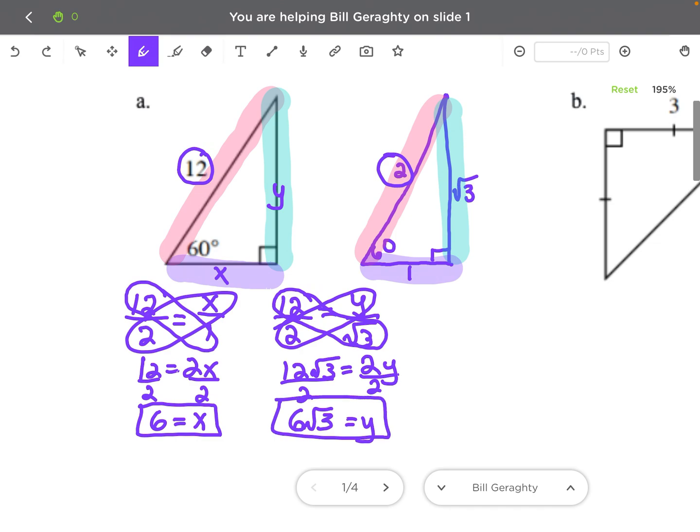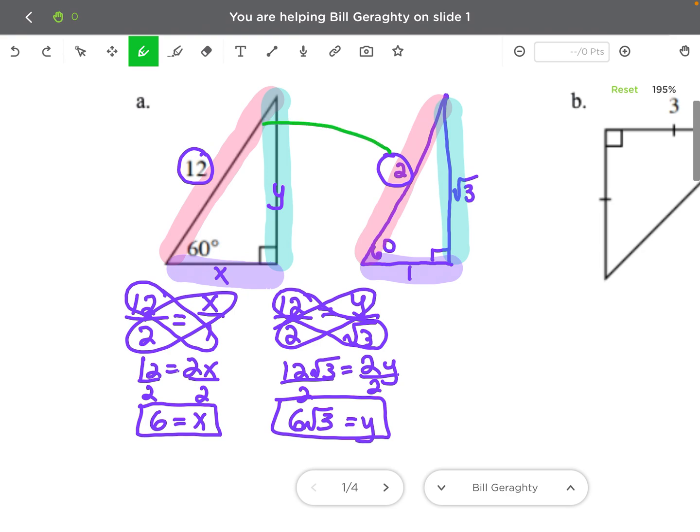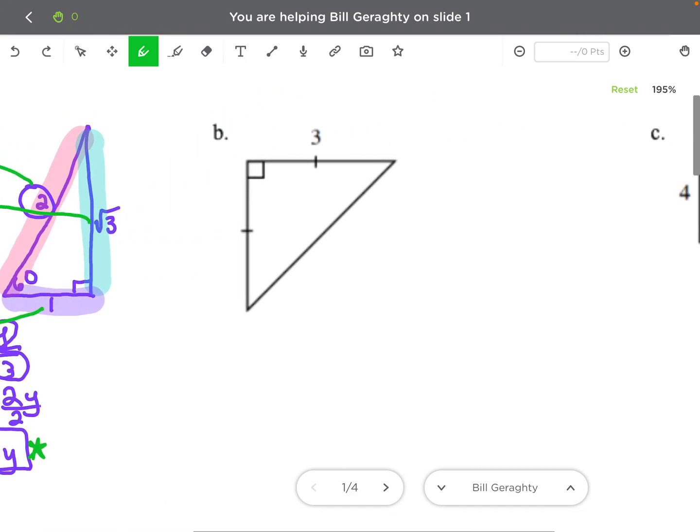Now again, some of you guys are using scale factors, and you guys just know that to get from 2 to 12, you multiply by 6. So you would do the same for each of these. So 1 times 6 gives you 6, and 6 times root 3 gives you 6 root 3. Okay, that's using scale factors. I understand it's really easy. Some of you guys do it, but you can't always use scale factors. So I'm teaching you guys how to use proportions as well.